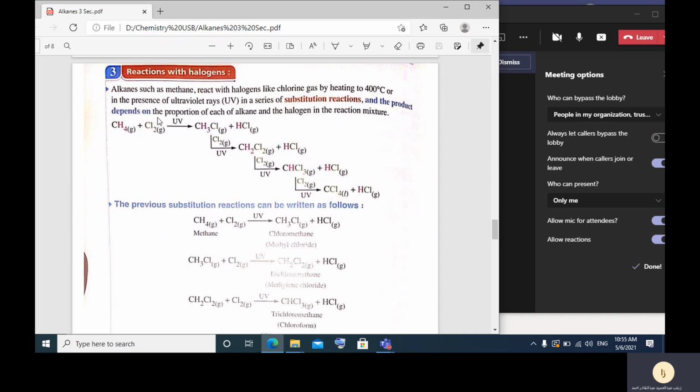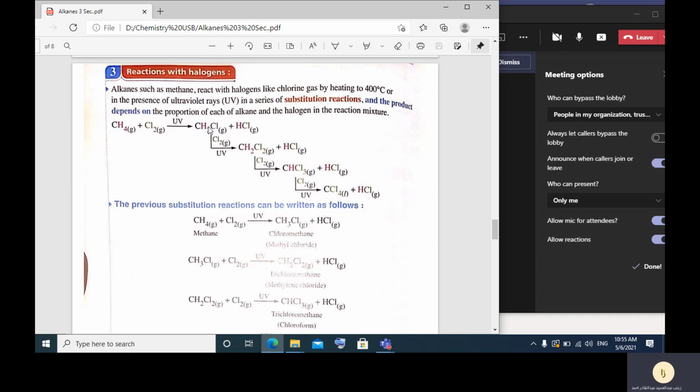If we look at CH4 with Cl2, what will happen? The bond between Cl will be broken by the effect of UV. Then one of the 4 H's of the methane will combine with Cl, giving HCl. And the other Cl will be joined to the CH3. So we get methyl chloride or chloromethane. This is the first compound, and the HCl.